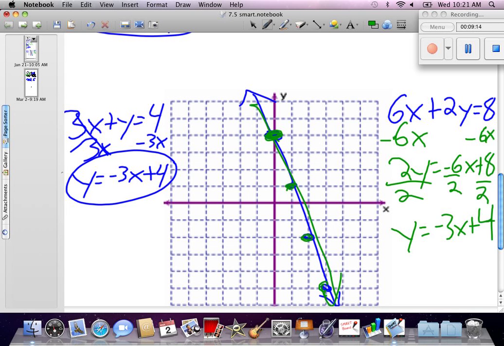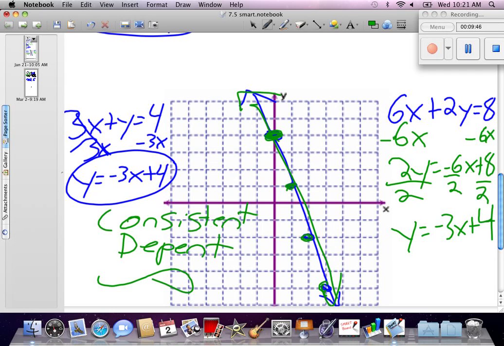Clarence, is this consistent independent, consistent dependent, or inconsistent? Consistent what? Independent or dependent? Dependent. Okay, Josh, this is kind of a hard one, but I'm sure you know the answer. Do you have one solution, 0 solutions, or infinite solutions? This is how we make the infinite sign. It says infinite solutions.